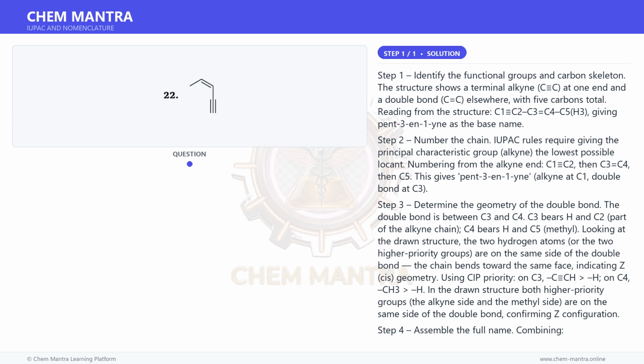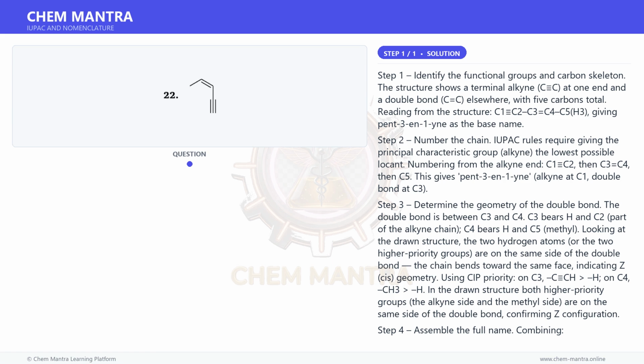Step 1. Identify the functional groups and carbon skeleton. The structure shows a terminal alkyne, C≡C, at one end and a double bond, C=C, elsewhere, with 5 carbons total. Reading from the structure, C1≡C2, C3=C4, C5H3, giving pent-3-en-1-yne as the base name.